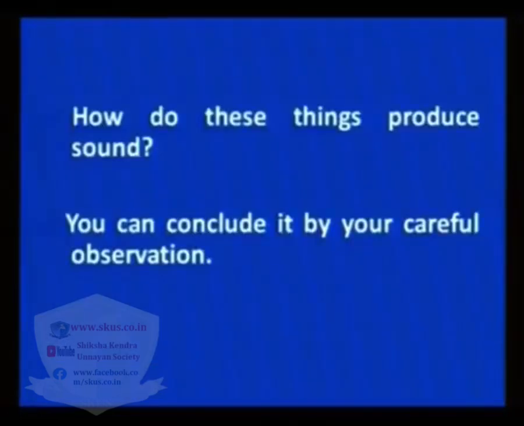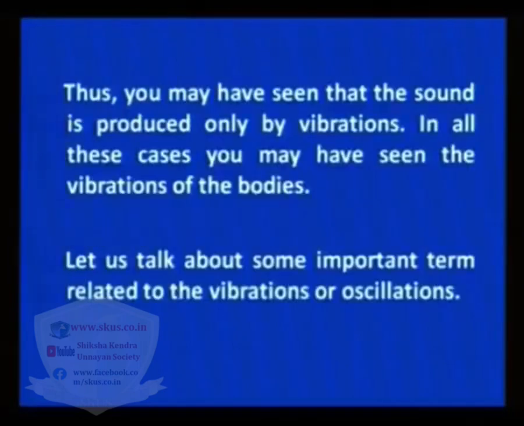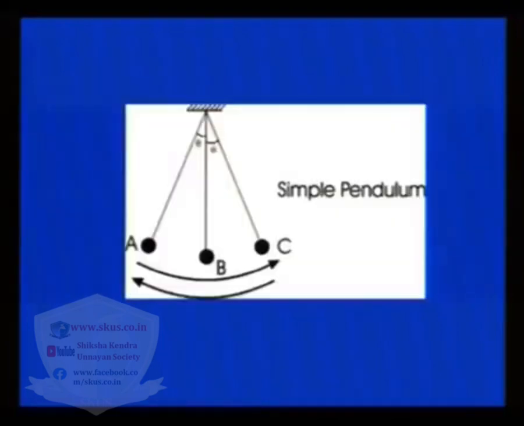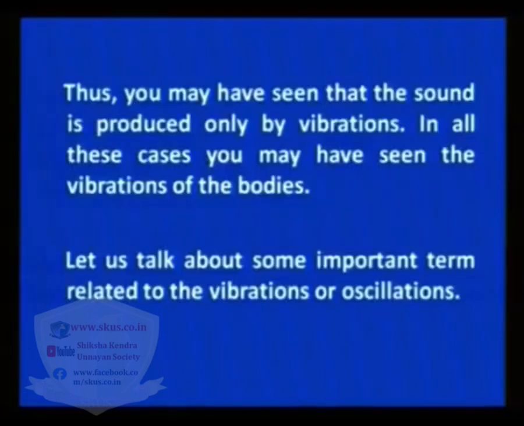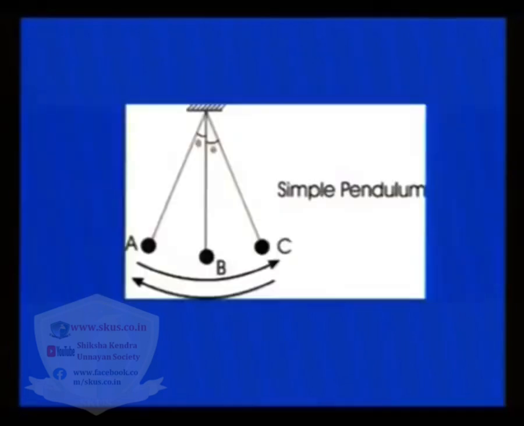You can conclude it by careful observation, and you may have seen that sound is produced only by vibrations. In all these cases, you may have seen the vibrations of the bodies. Let us talk about some important terms related to vibrations or oscillations. Let me take the example of a simple pendulum, which you are looking at in the diagram on the slide. This point B represents the mean position of the simple pendulum, or the position of equilibrium, while A and C are the extreme positions.